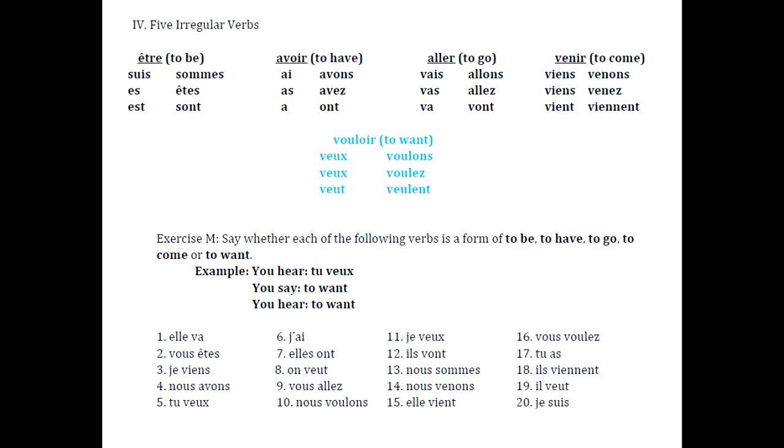Part 4. Five irregular verbs. Repeat the forms of the verb vouloir. Vouloir. Je veux. Tu veux. Il veut. Elle veut. On veut. Nous voulons. Vous voulez. Ils veulent. Elles veulent.